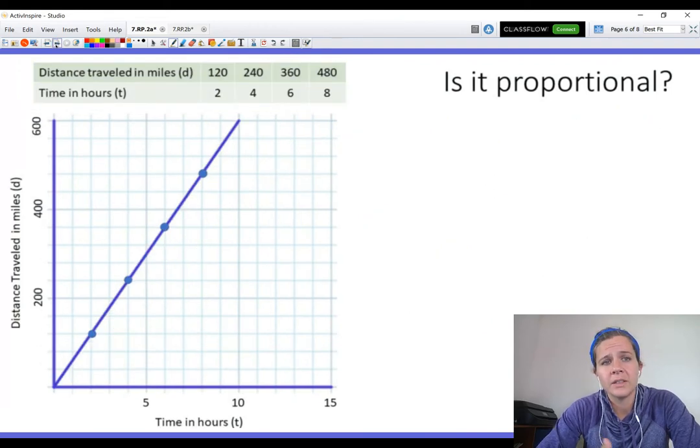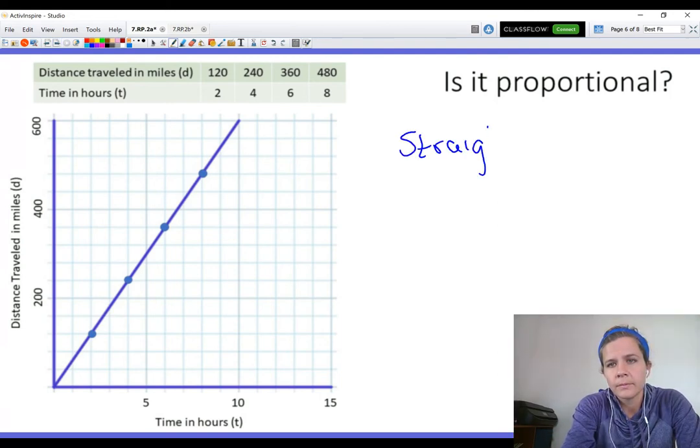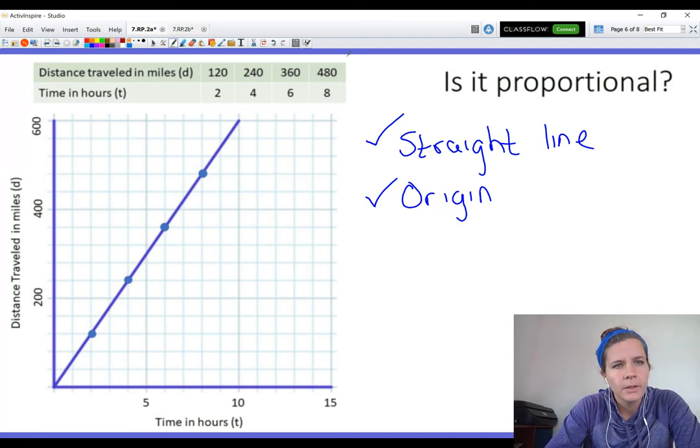On the green example, distance traveled in miles to time in hours, does it form a straight line? Yes. Check. And does it pass through the origin? It does. Check. All right. So that again is proportional. Visually, that's how you see it's proportional.